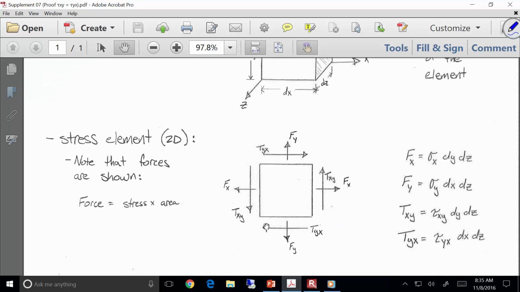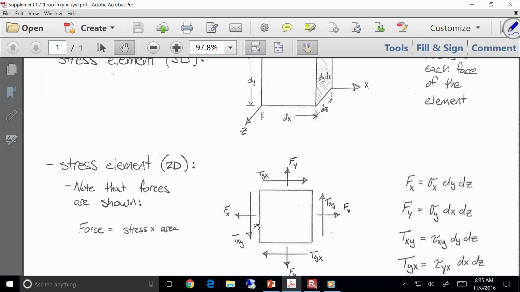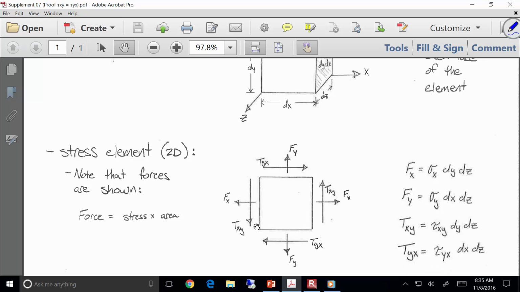So here's my stress block, and ultimately I'm going to use equilibrium to assess this, so I'm going to need the forces. So let's take the force in the x direction, force this way. It's stress times area. So that F sub x, the force in this direction, is the stress times the area. And the area of that face comes from right here, just dy dz. Make sense? So it's the area in that direction, so force in that direction. F sub y, very similar. F sub y is the stress times that area, dx dz. Same thing for these shear components, tau xy and tau yx.